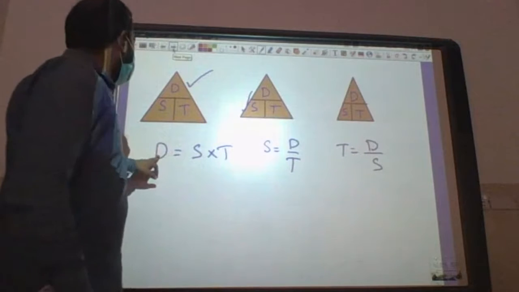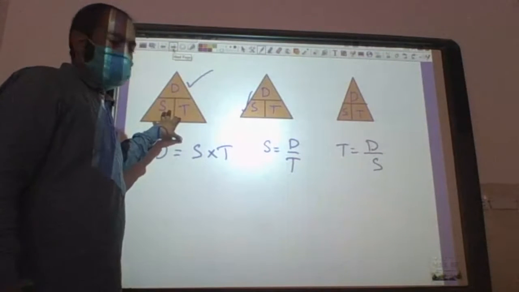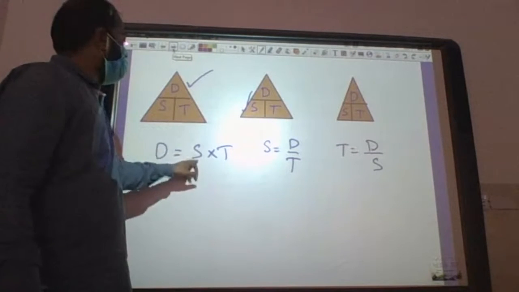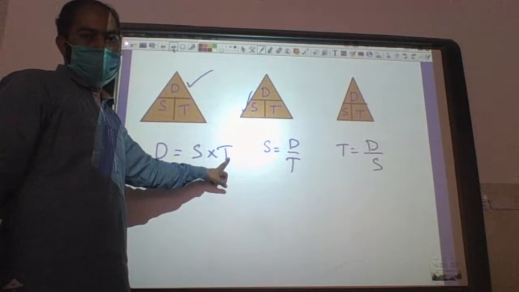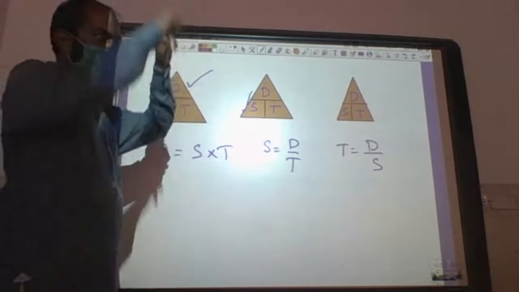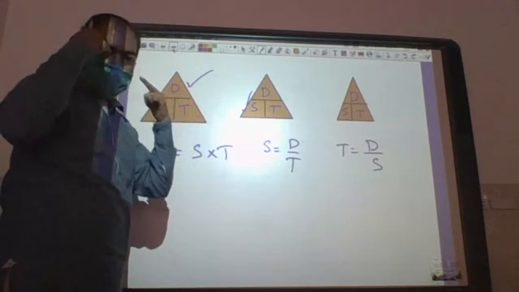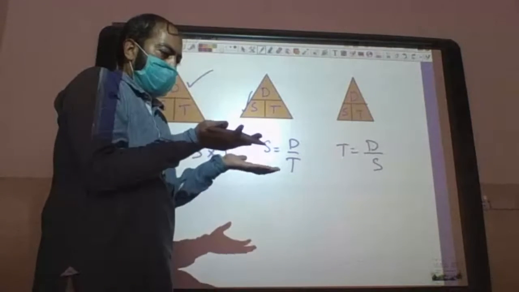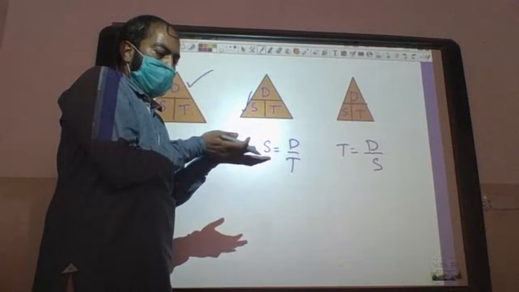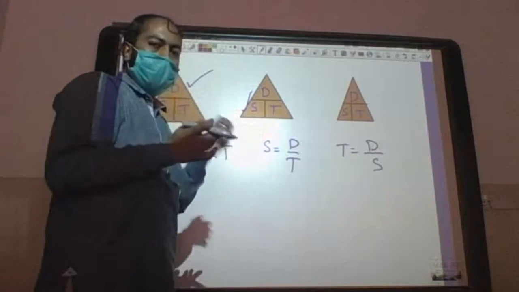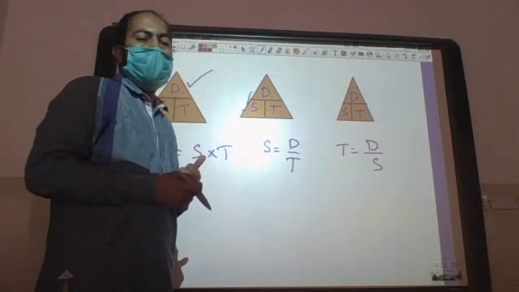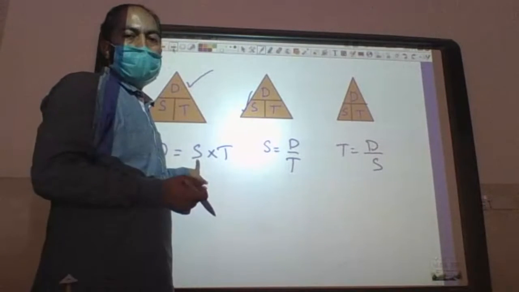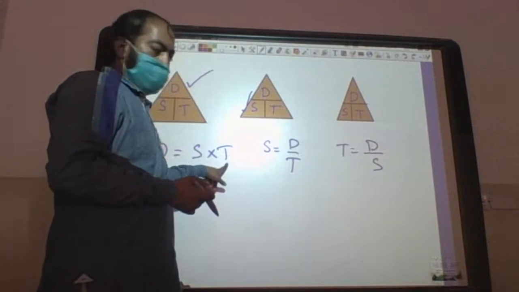If out of three values I want to find only distance, then the distance formula is speed multiplied by time. Then it is easy to understand. If I draw a figure in my mind, at the top I write D for distance, and then two different values, speed and time. Then easily, in three different situations, I can formulate my formula. If I want to find distance, then speed multiplied by time.